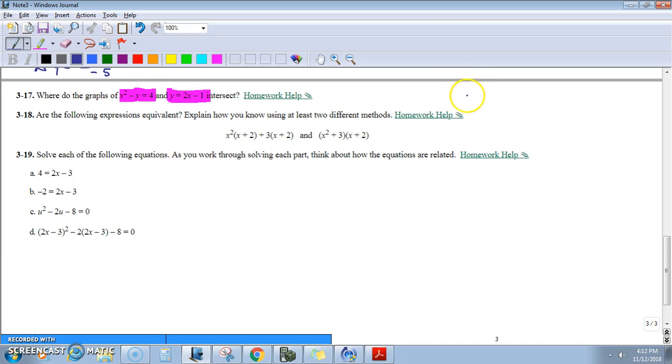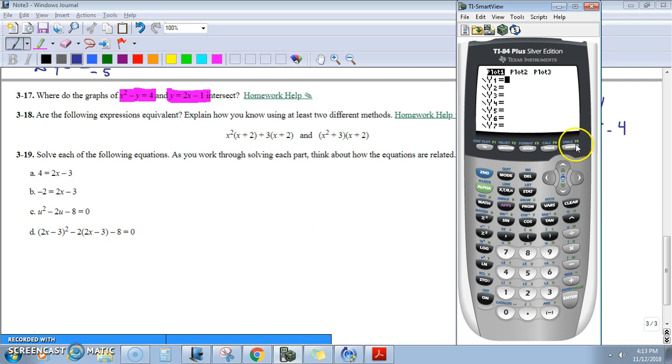Let's add y to both sides, right? If I add y to both sides, I get 4 plus y is equal to x squared. Now all I have to do is subtract 4 from both sides. And y is equal to x squared minus 4. Now I can put both of those in. So x squared minus 4, and then 2x minus 1.